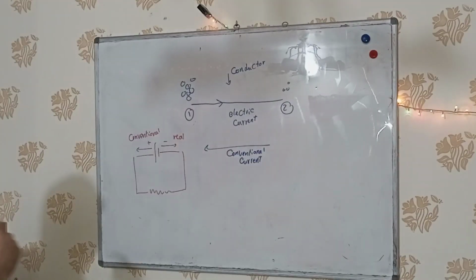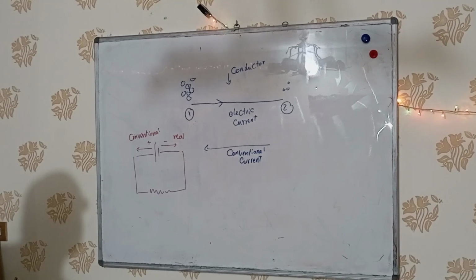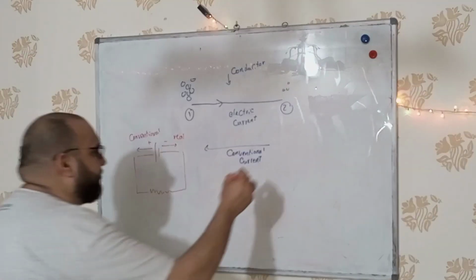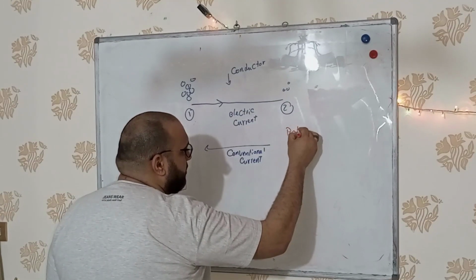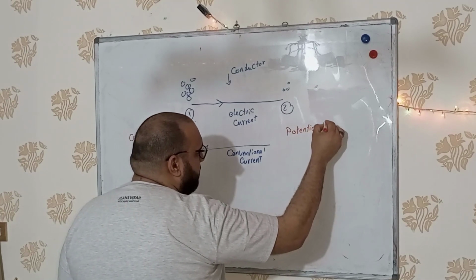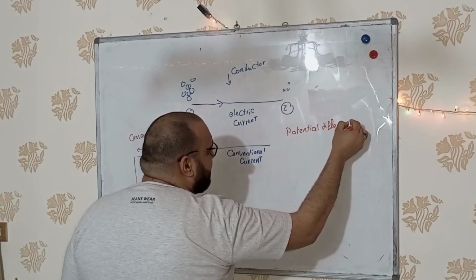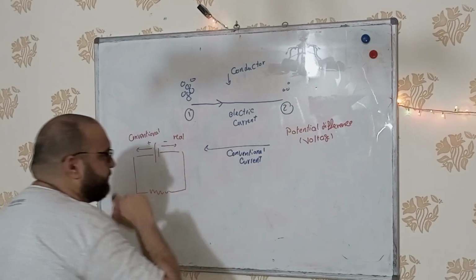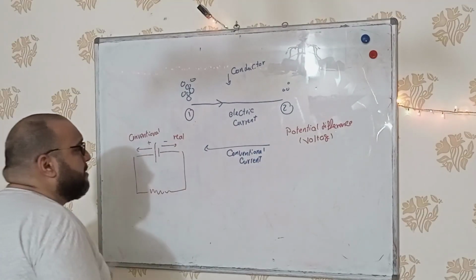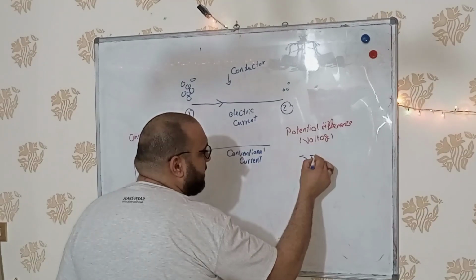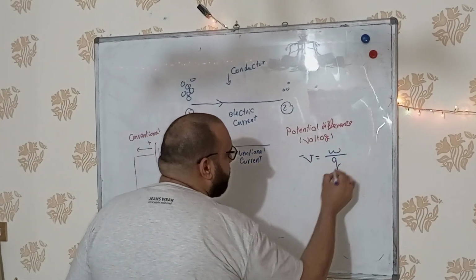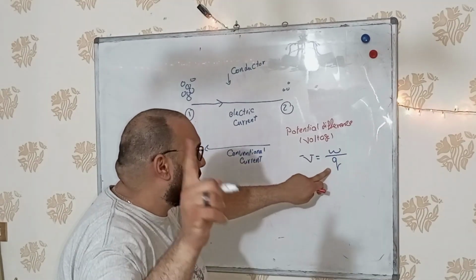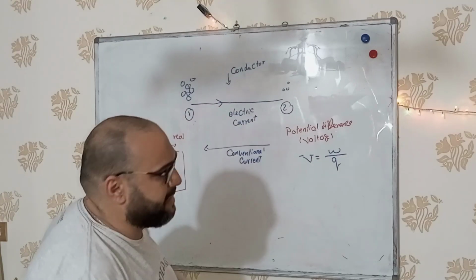The force that pushes the electrons from one side to another one is called potential difference. It also has another name, called voltage. V is equal to the work done to transfer an amount of charge of one coulomb through the two terminals of a conductor.